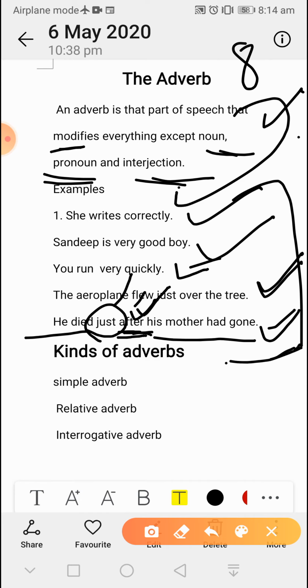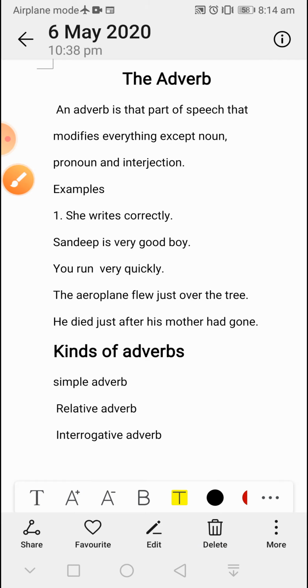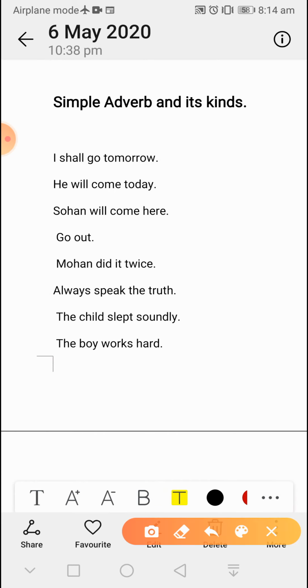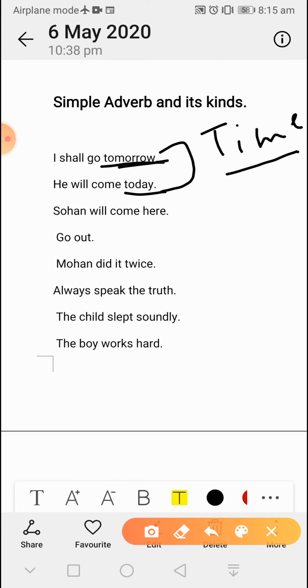So let us talk about the kinds of adverb. How many kinds of adverbs are there? First is simple adverb, second is relative adverb, and third is interrogative adverb. Let us understand first simple adverb and its kinds. I shall go tomorrow. He will come today. These two words are telling us about time. So these are adverbs of time.